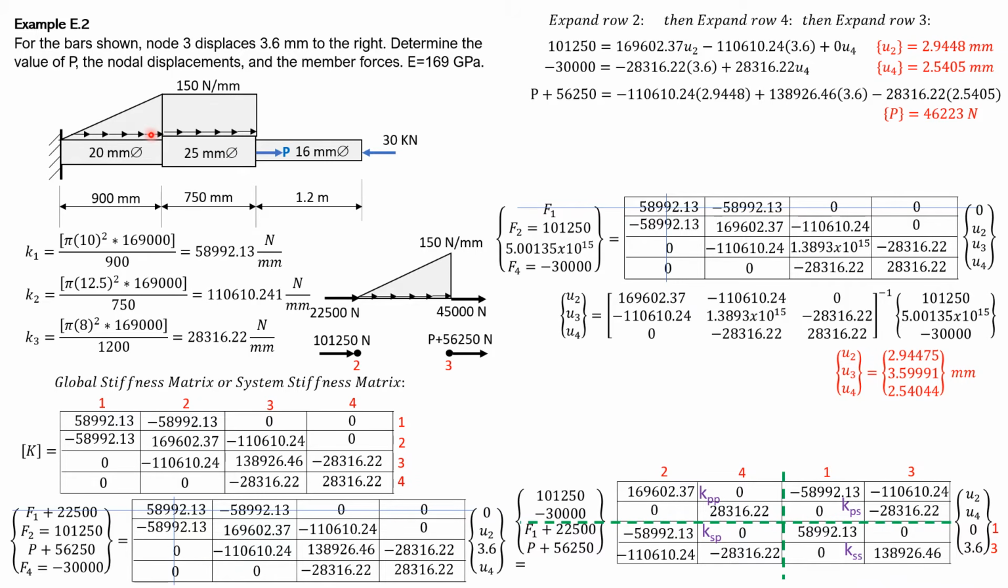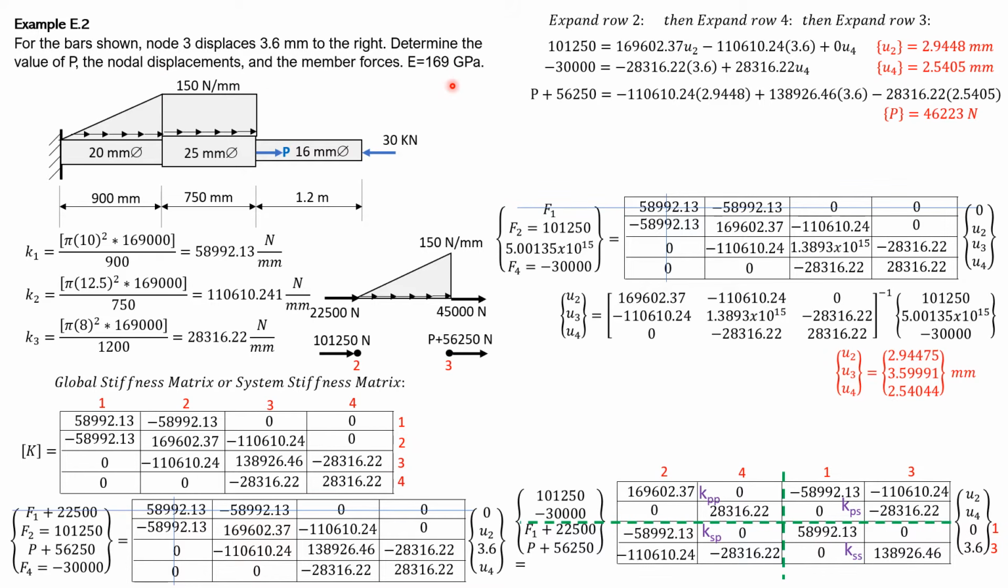Next, we proceed to this second example. For the bar shown, node 3 displaces 3.6. This is node 3 where there is an unknown force P to the right. Then determine the value of P, the nodal displacements, and the member forces.